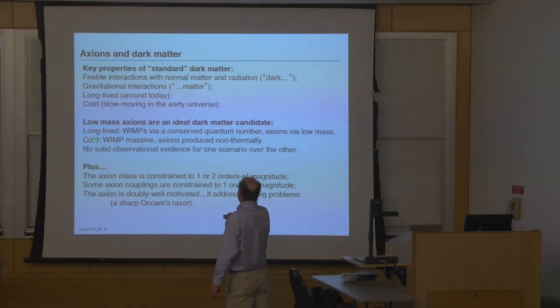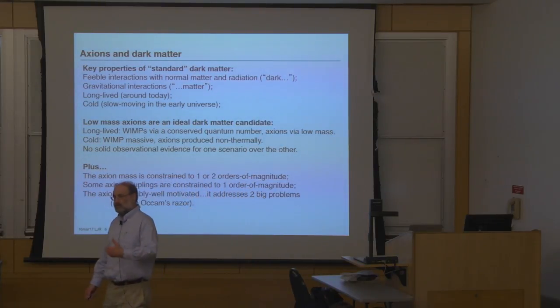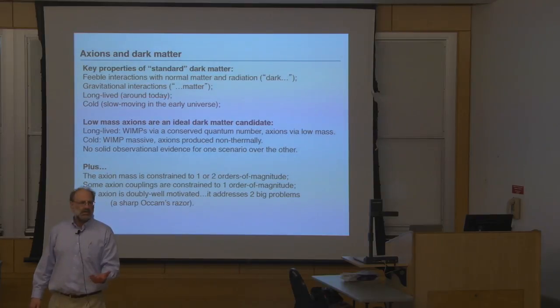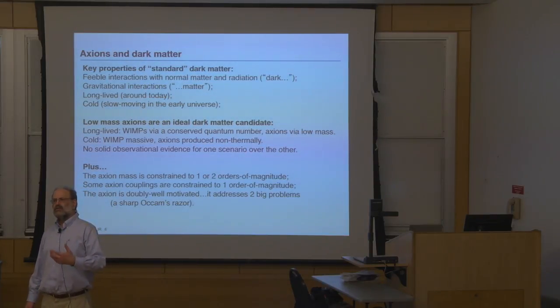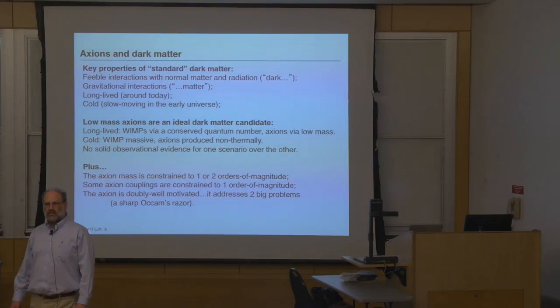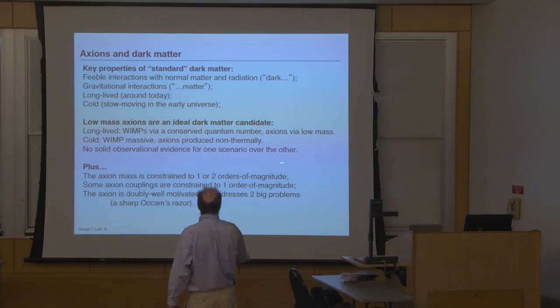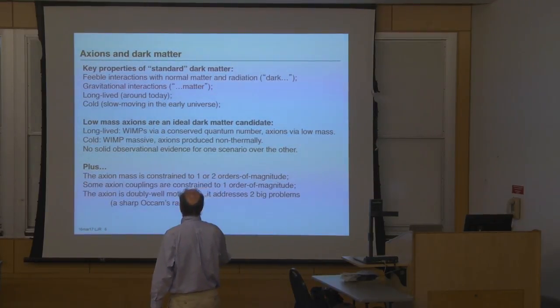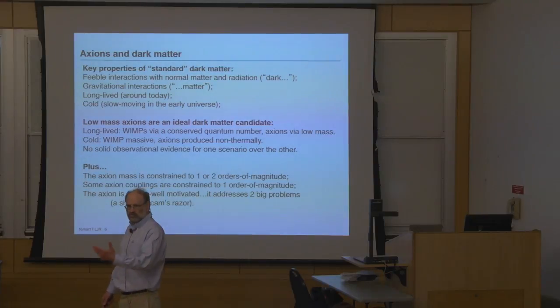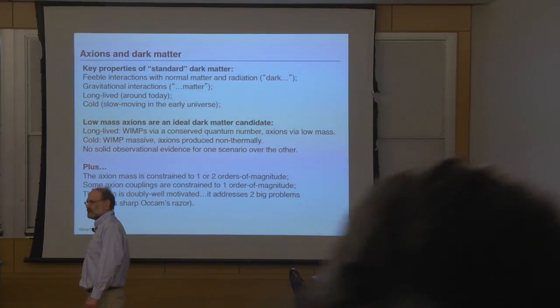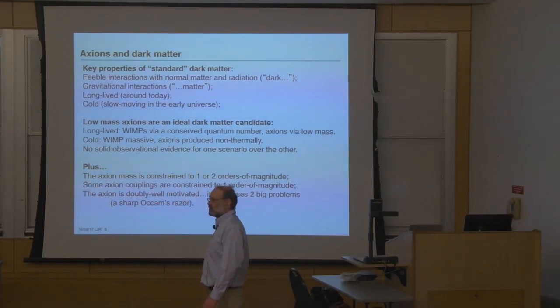It's cold. This may be counterintuitive. It's got a very low mass, and you're thinking low-mass objects have high Maxwellian speeds, but you've assumed thermal equilibrium. These are produced in the early universe, presumably in a phase transition, dead cold, and they never thermalize, and more or less, they remain cold. And there's no observational evidence that I know of that favors axions over WIMPs or WIMPs over axions at this point. If there were, that'd be a wonderful result to have in your pocket.